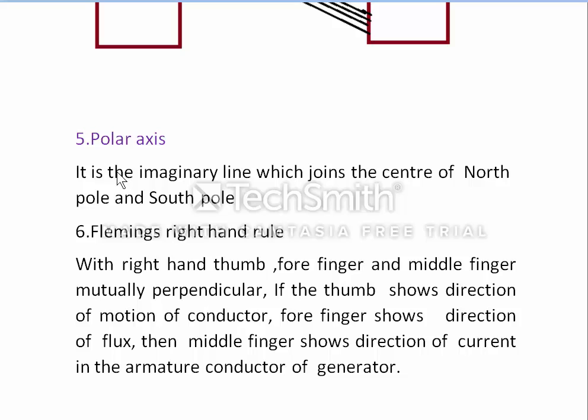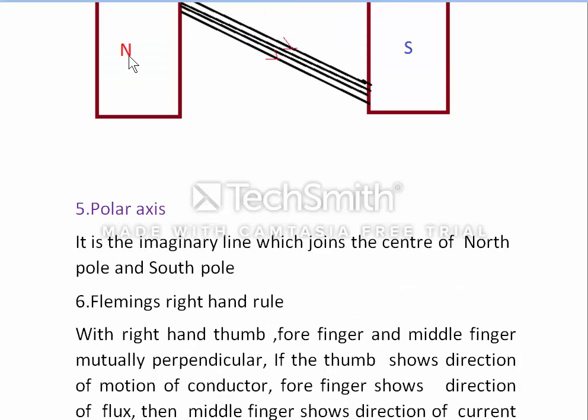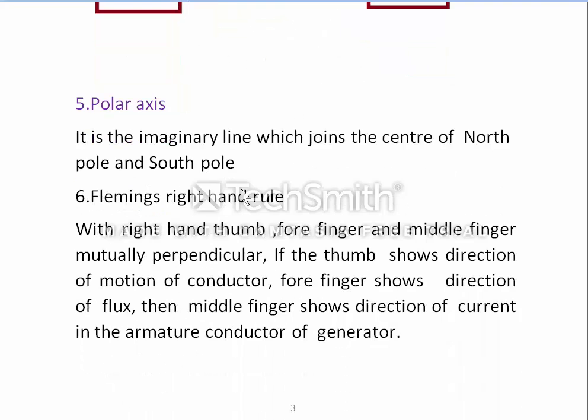Next, polar axis. It is the imaginary line which joins the center of north pole and south pole. This is north pole and this is your south pole. So the line through the centers of these two poles is called the polar axis.